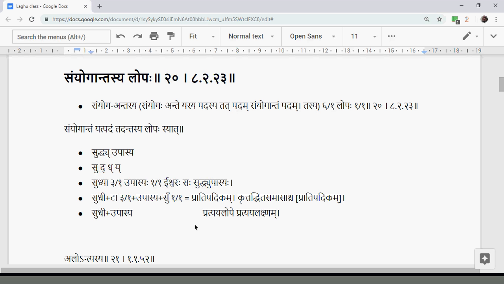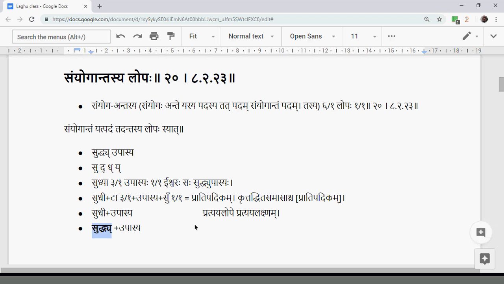But here in our example, we are interested in sudhi upasya. Sudhi is a pada and sudhi itself has become sudhya. Sudhya upasya. And although it has changed, this fellow is still a padam. And therefore, sanyogantam padam, yat padam. And how it is explained is that sudhi is a pada, all right, because sudhi plus ta is a pada. But what about this sudhya?